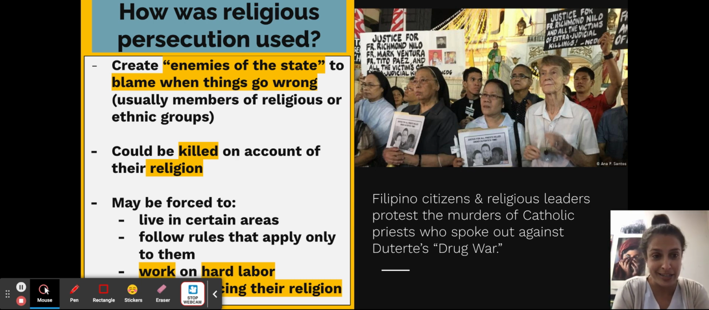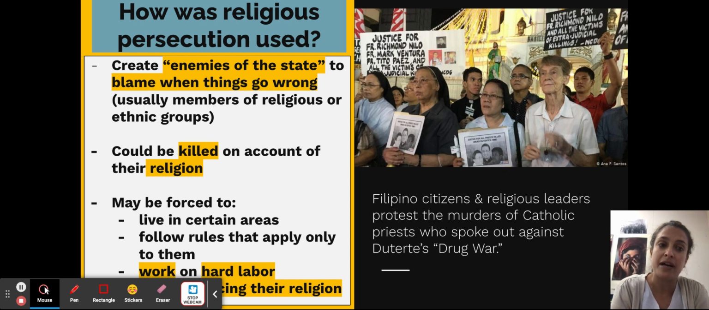People that speak out against him can be gunned down, killed, threatened in any way. There were 3 prominent Catholic leaders that were murdered for speaking out against Duterte's waging of this drug war. Duterte continues to criticize the Catholic Church and tries to undermine these protests. In other totalitarian societies, religious persecution looks like creating enemies of the state to blame when things go wrong.